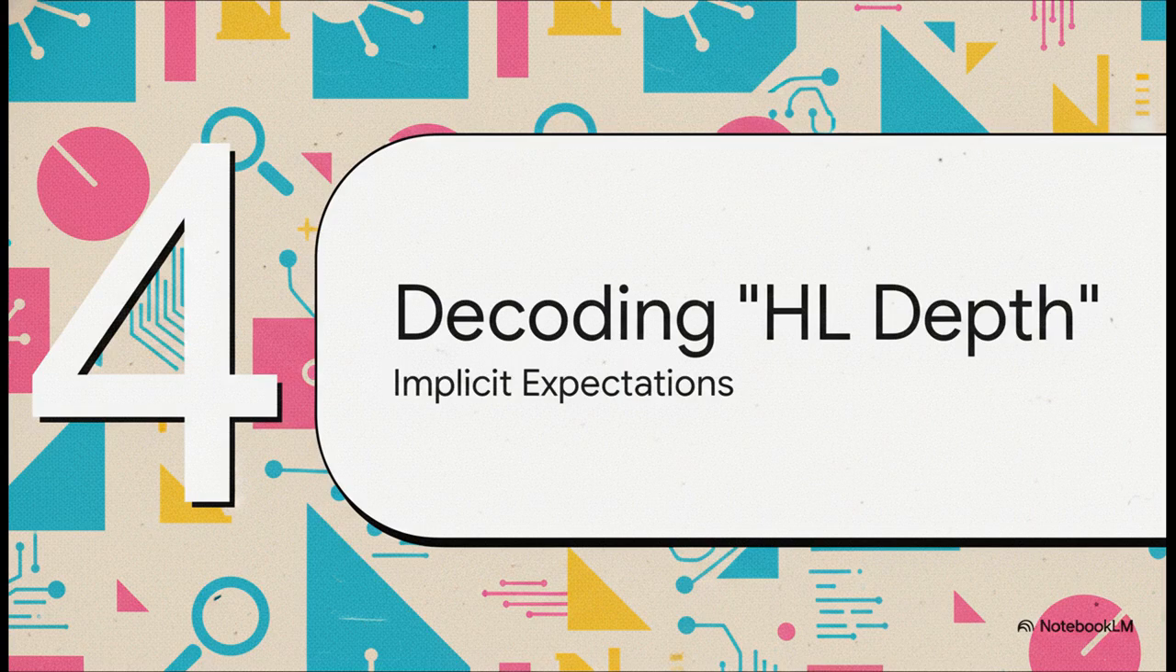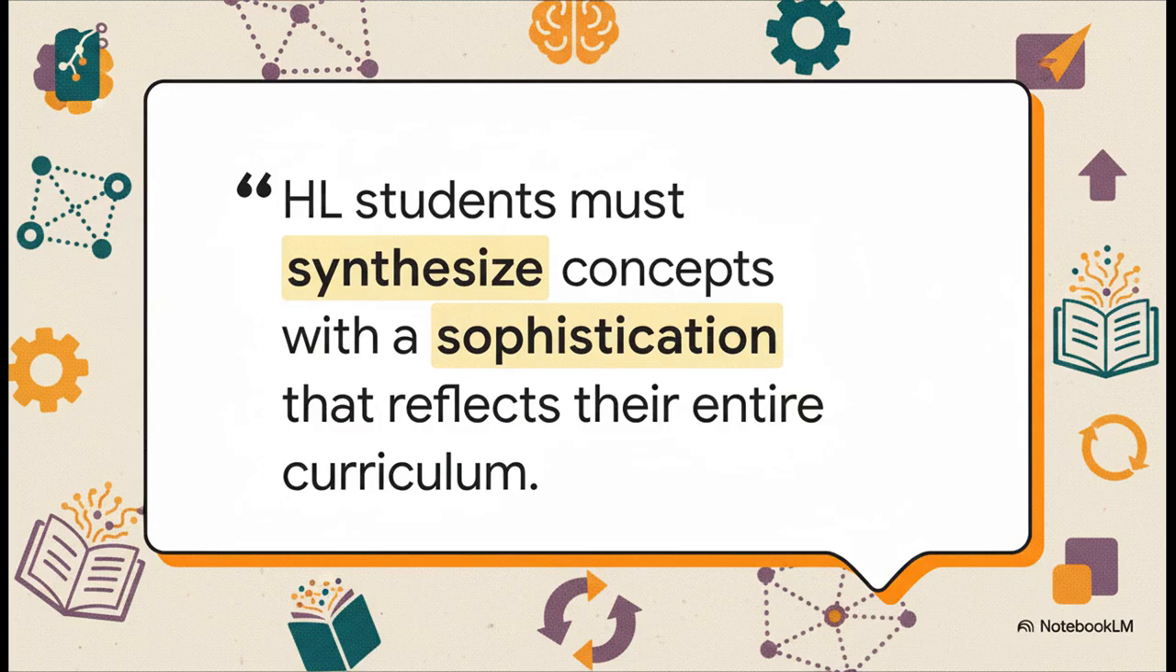It's not something you'll find written down in the criteria, but it's this kind of unwritten rule, this implicit expectation that examiners have because they know you've done all that extra study. And this quote right here, it just nails it. HL students have to synthesize. That is the key word. They need to connect concepts and contexts with a sophistication that shows they've engaged with their entire broader curriculum. That means pulling in ideas from those HL extension topics, like challenges and interventions. It's about connecting the dots across a much wider landscape.